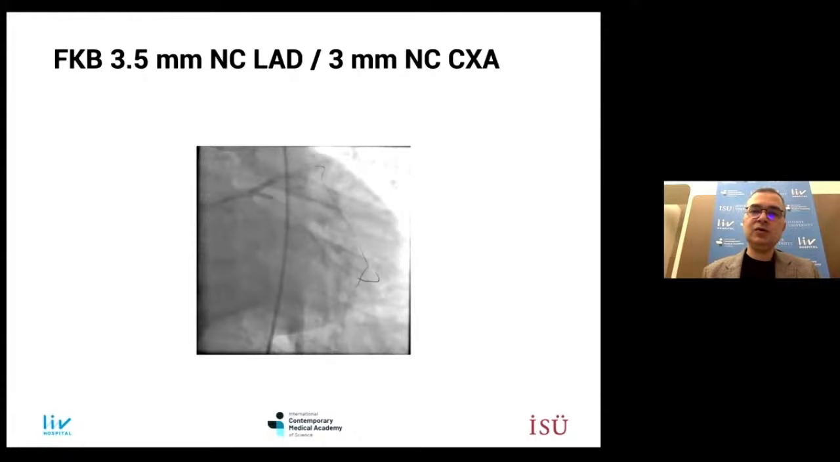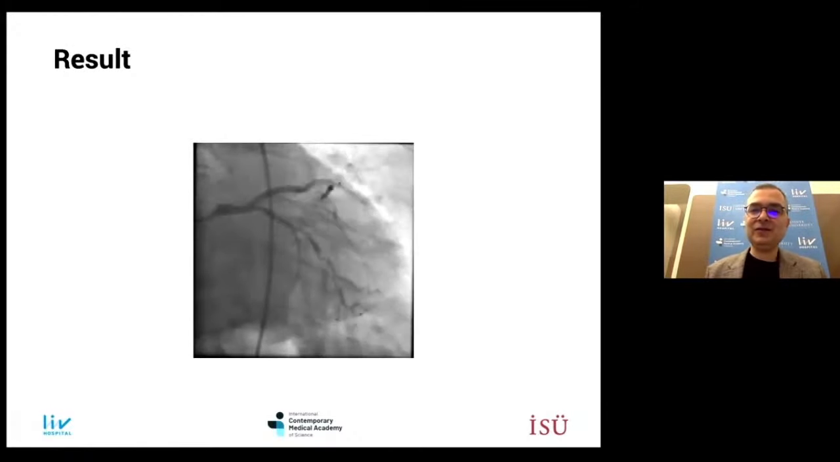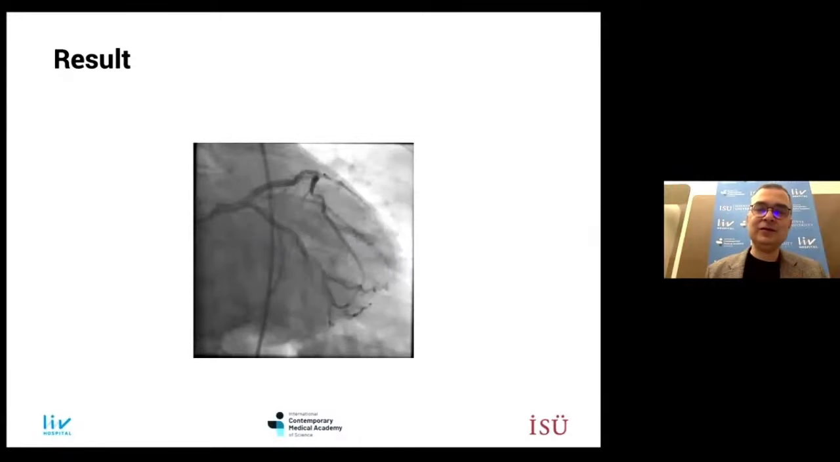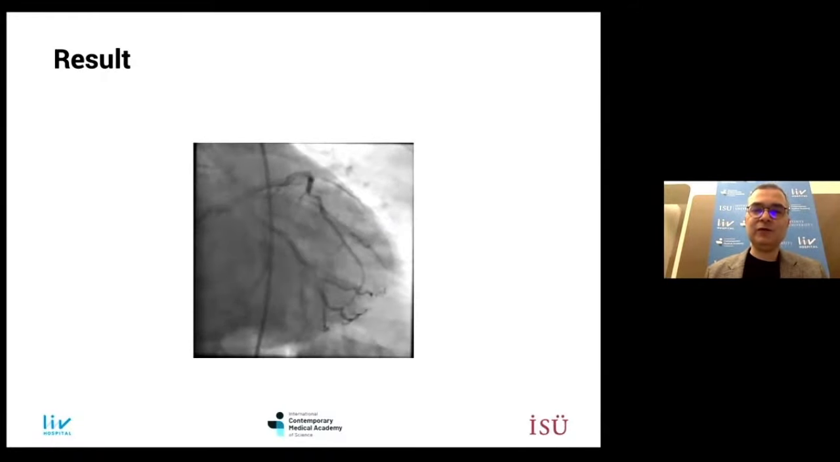So in every patient until 2020, I was just making a final kissing balloon to the main branch. But now I'm not making a final kissing balloon routinely in left main bifurcations. So after this kissing balloon, which was a mini kiss, the result was okay for me.